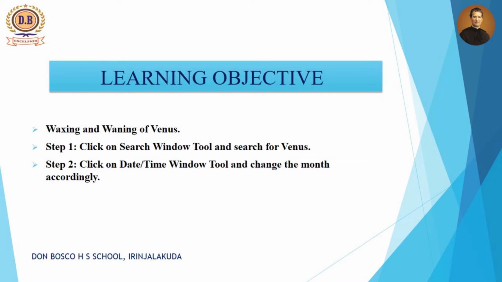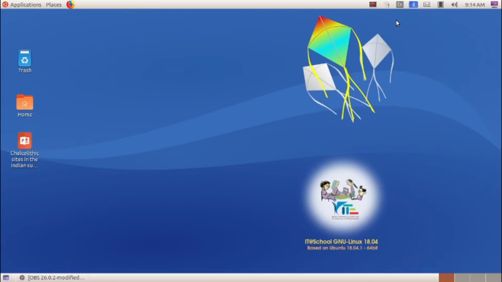Now in today's class we are going to discuss the waxing and waning of a planet. That is the waxing and waning of Venus. In your textbook, page number 55, there is a section called Let Us Assess. In that section, the third question. Please read out, my dear students, the third question. Yes, search for Venus in Stellarium. First we need to search for Venus in Stellarium.